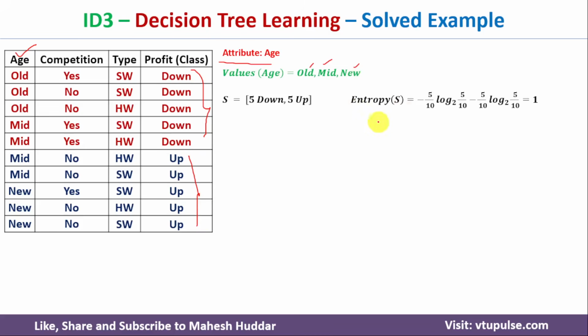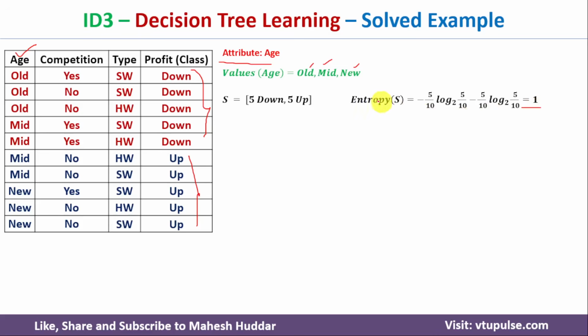So the entropy of the entire dataset is equal to minus number of down examples divided by total number of examples into log of number of down examples divided by total number of examples to the base 2, minus number of up examples divided by total number of examples into log of number of up examples divided by total number of examples to the base 2. Once you solve this, we will get the entropy of the entire dataset equal to 1. Next, we need to find the entropy for the attribute values.